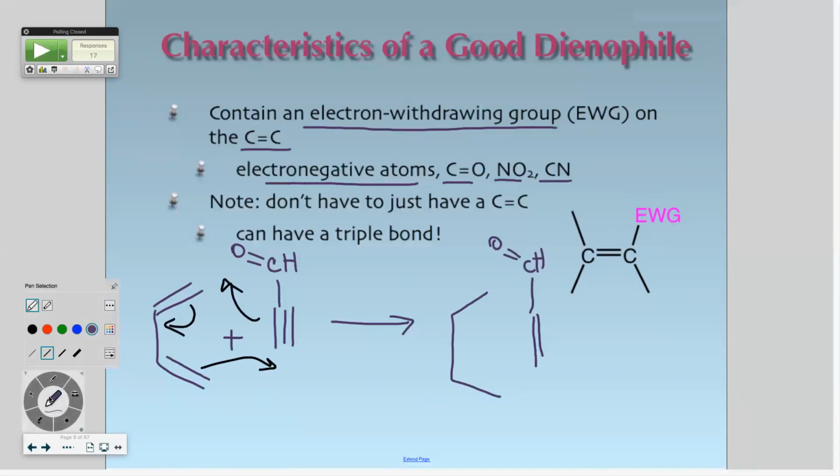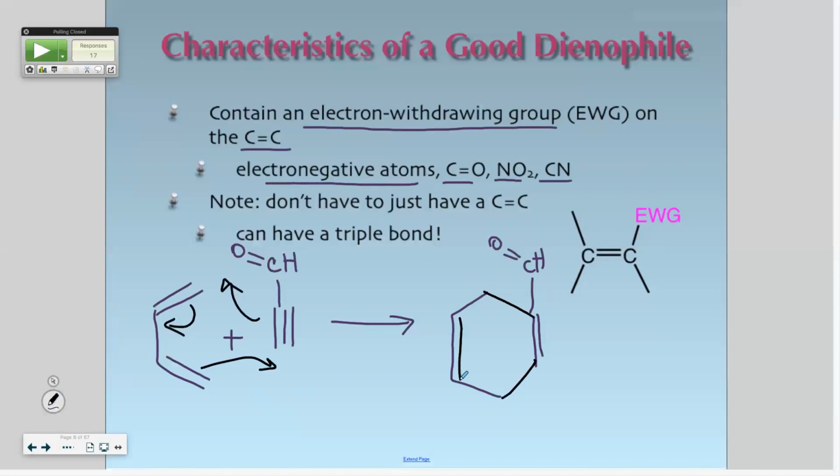Okay, so now our new parts are, we have a bond from here to here, right? And a bond from here to here. And over here we have a double bond. But look at what we made. A 6-membered ring with 2 double bonds. That's because we started with a triple. So you can do the reaction with a triple bond.